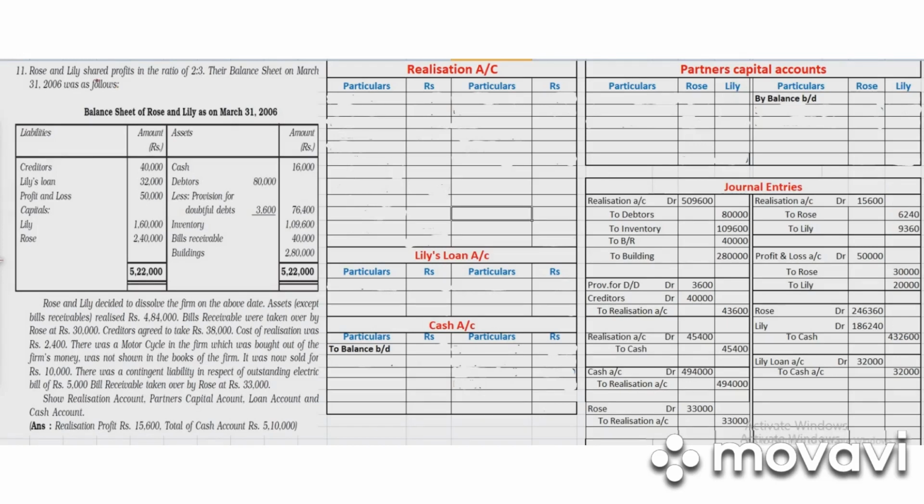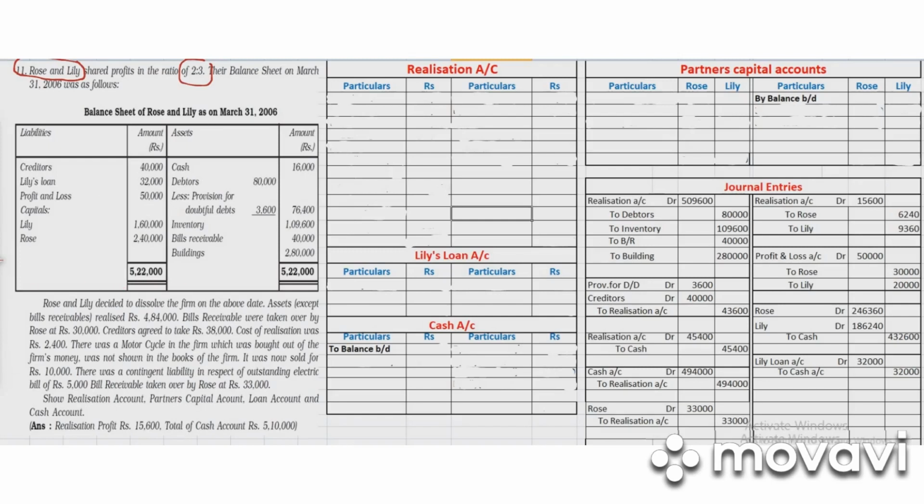As you can see, there are two partners, Rose and Lily, who are sharing profit in the ratio 2:3. Rose is getting 2/5, Lily is getting 3/5, and their balance sheet is given. It's a common balance sheet. In the balance sheet, you can see assets, liabilities, and there are adjustments also.